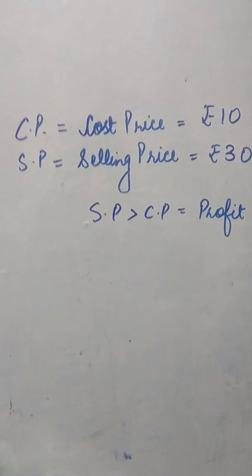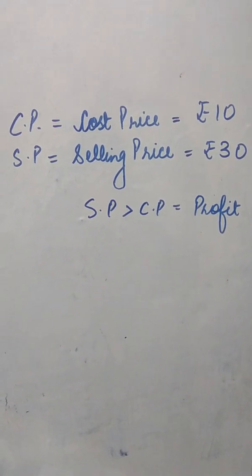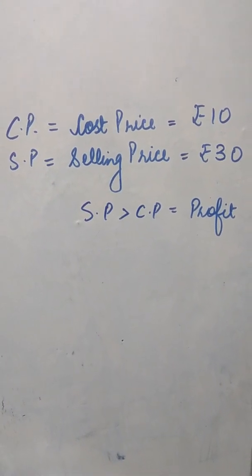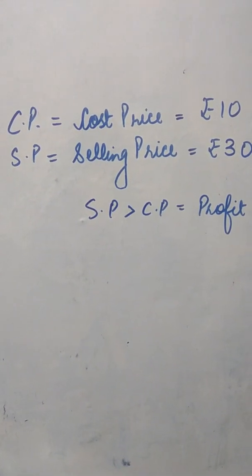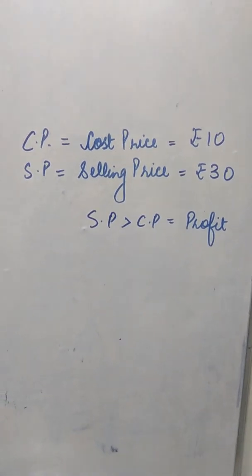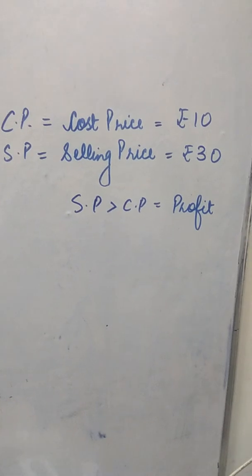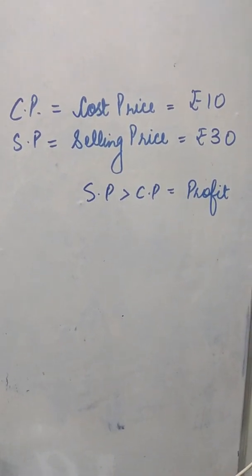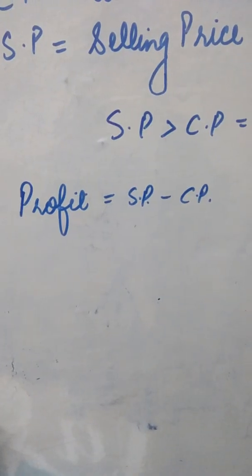Now if there is a profit, how do we calculate it? Well, we previously have understood that to calculate loss, we need to subtract SP from CP. So to calculate profit, we need to subtract CP from SP. So it goes like profit is equal to SP minus CP.